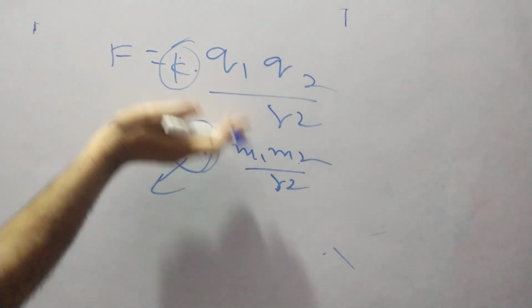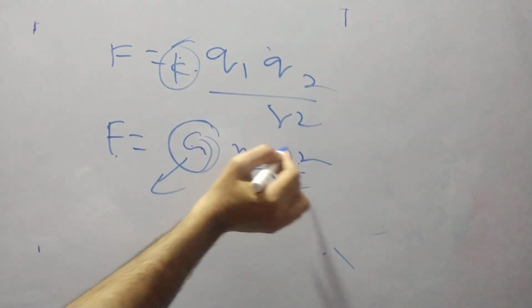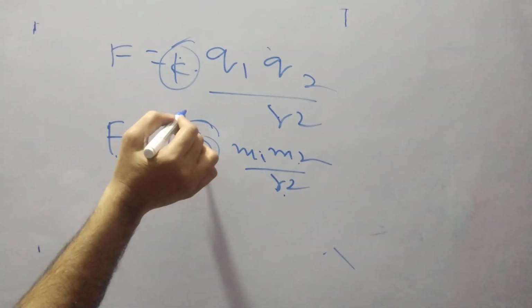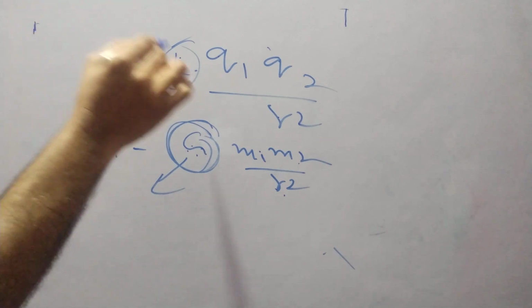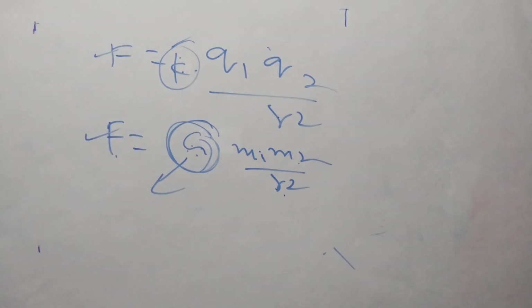That is one more limitation when compared to Newton's law of gravitation. It is the same formula: here charges are there, here masses are there, and the distance is r square only. Here you can say the universal value. So Newton's law of gravitation does not depend on the medium, whereas Coulomb's law depends on the medium. That is one more limitation when you compare it with Newton's law of gravitation.